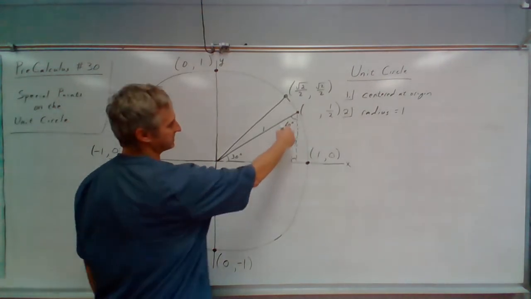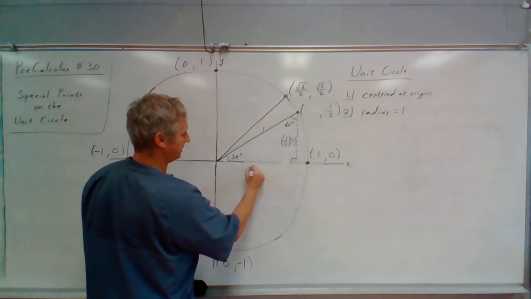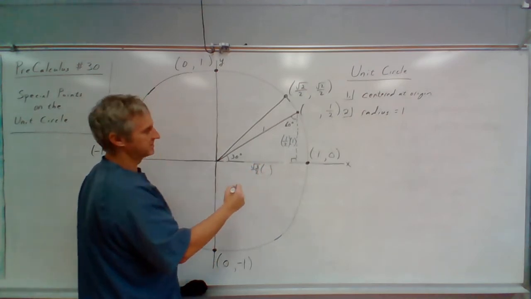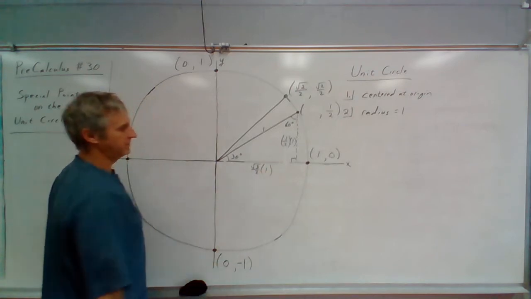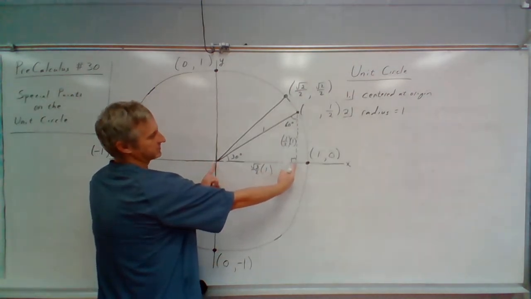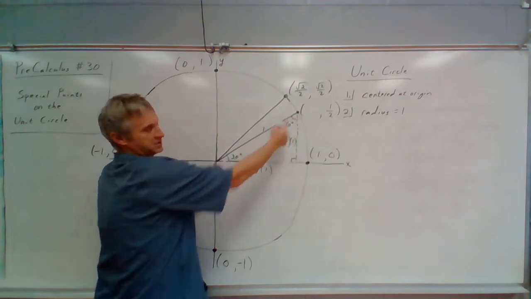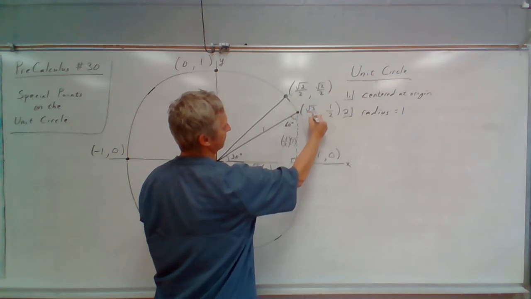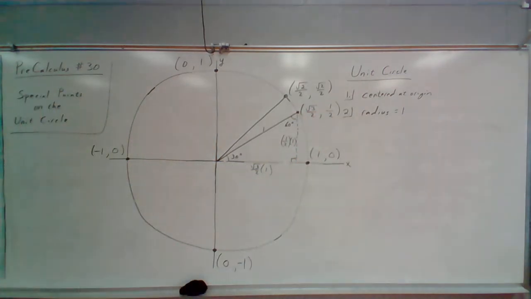The side opposite of the 60-degree angle is the square root of 3 over 2 times the hypotenuse, which in this case is 1. So this length would be the square root of 3 over 2, which means the x-coordinate of this point would be the square root of 3 over 2.